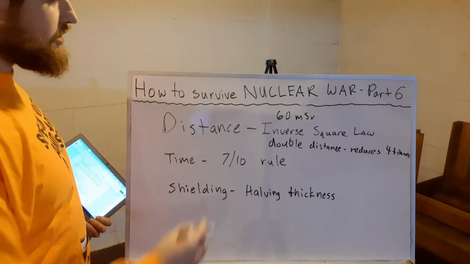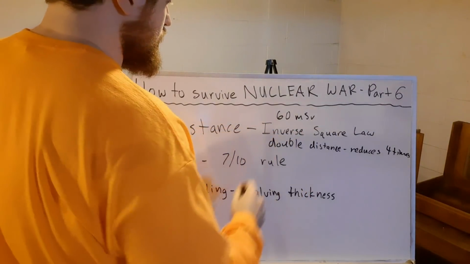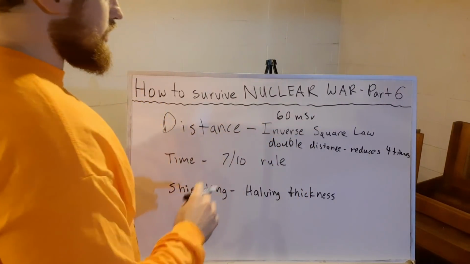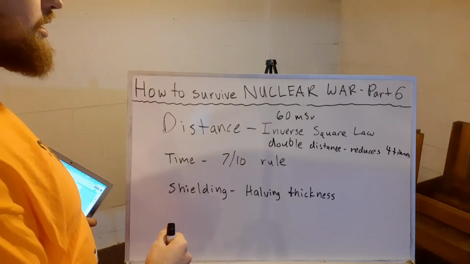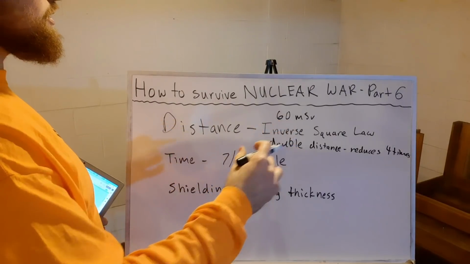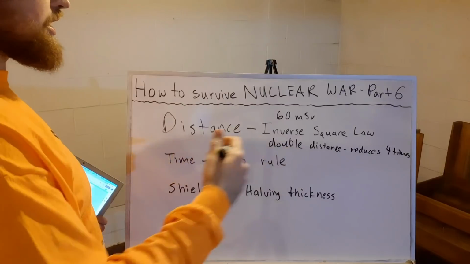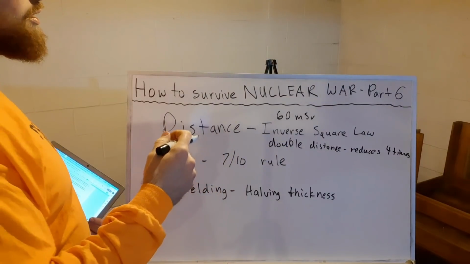So I'm going to give you an example of the inverse square law in the real world, okay? Let's say you have a radiation dosimeter or a Geiger counter, and there's fallout outside of your house, right up against the exterior wall of your house.